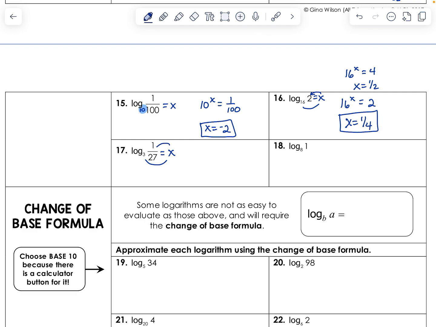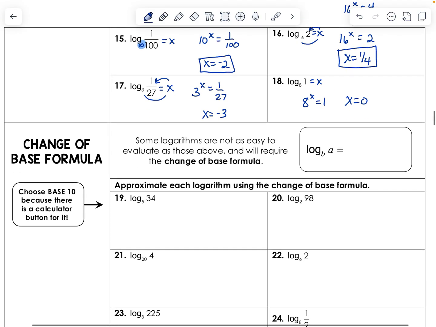So here, 3 to the x power equals 1 over 27. Well, 3 to the third equals 27, but I need 27 in the denominator. So x equals -3. And for this one, again, it equals x. So 8 to the x power equals 1. Well, anything to the 0 power is 1. So x equals 0.